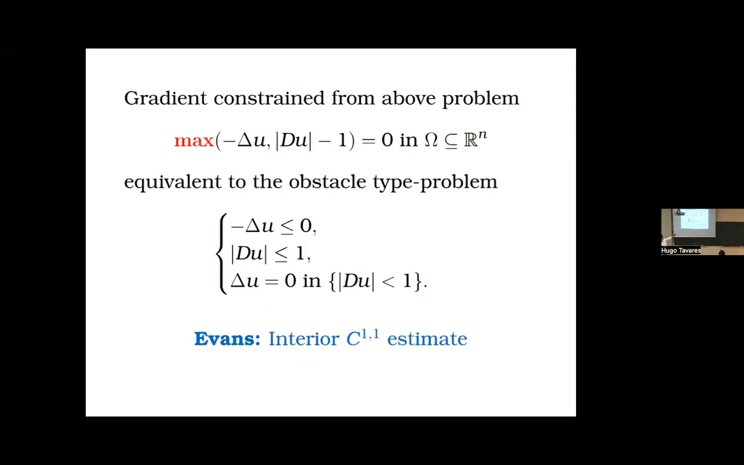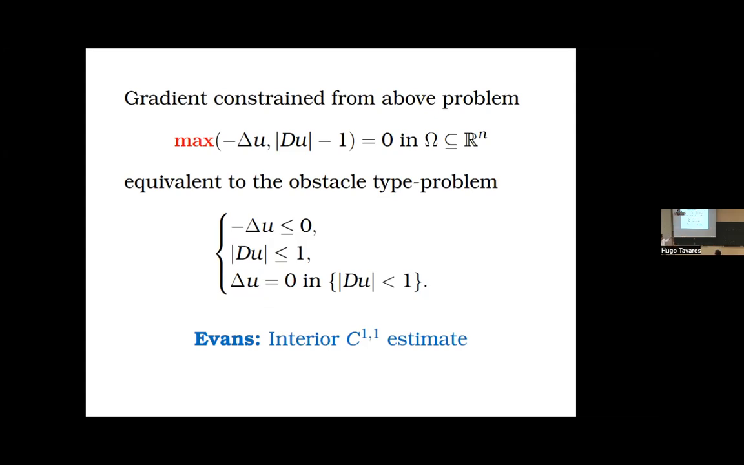Another work that is quite related was done by Evans and also was studied by Soner and others in terms of singular optimal control. And it has to do with the following equation, which looks very similar to what we have over there. So let me write it here bigger. Now we have, instead of a minimum, a maximum: the maximum of minus the Laplacian and length of the gradient minus 1. If we unpack this equation, it says three things. My function u is subharmonic. The length of my gradient is always less or equal than 1. And whenever the length of the gradient is strictly less than 1, I'm harmonic.